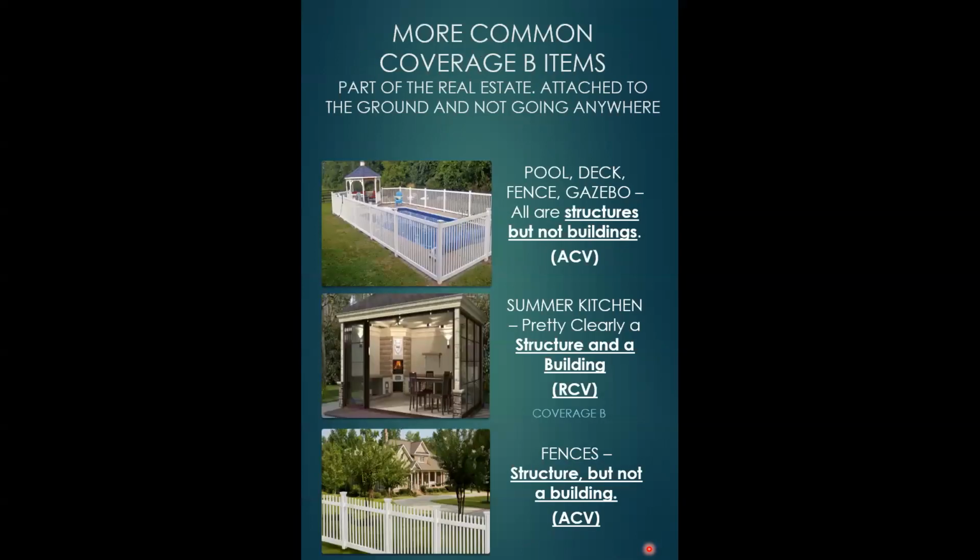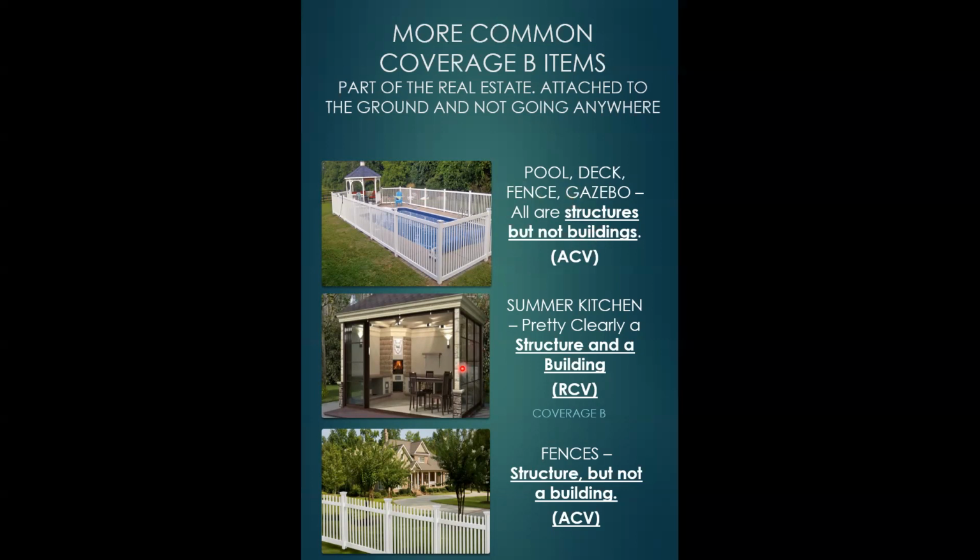Some other coverage B elements, structures. This in-ground swimming pool is a structure. It's not a building, but it's a coverage B structure. And so is the deck around the pool, and the fence around the deck around the pool, and the gazebo, and this fencing that you can see back here in the distance. All of those are coverage B structures. They're on the premises, not the dwelling and not forming part of the dwelling, but they're all coverage B.